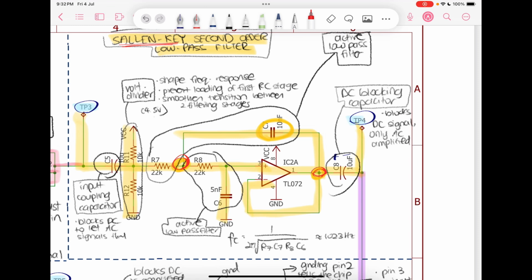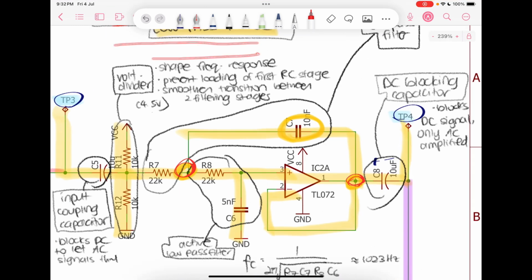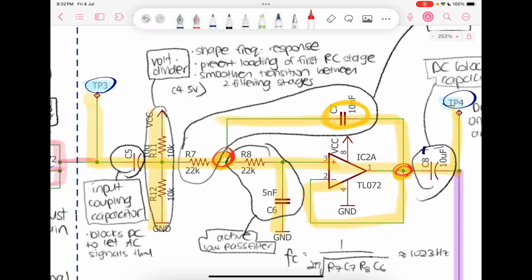For the third amplifier, it's actually a Sallen-Key second order low pass filter. So let's go through each component. As the signal passes through, it goes through the capacitor. Now this is an input coupling capacitor which blocks the DC to let only AC signals through. Next is a voltage divider. It shapes the frequency response, prevents loading of the first RC stage, and smoothens the transition between two filtering stages.